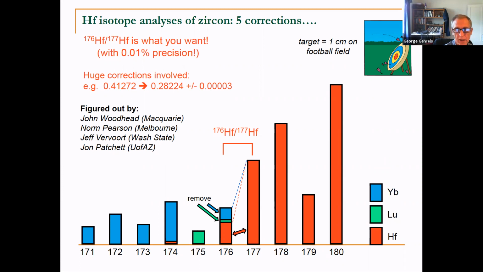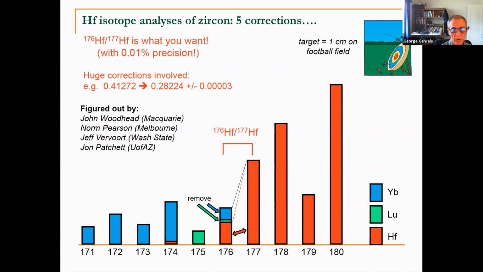So we have to do 5 corrections to get down to red 176, hafnium 176, and compare that to hafnium 177. And this is a super complicated system that we use of doing these corrections. This was figured out by some really smart people. You can see them on the left there. These are kind of the founding fathers of hafnium isotopes. And these are the folks who figured this out.